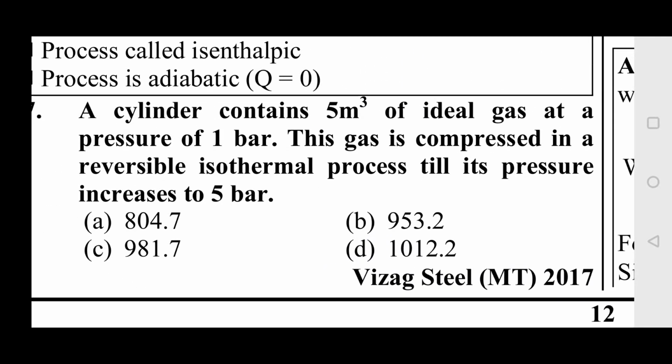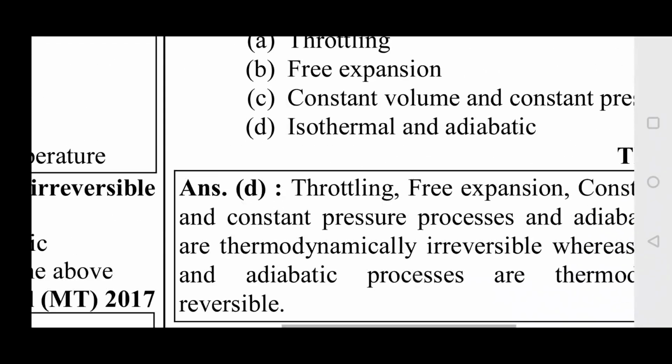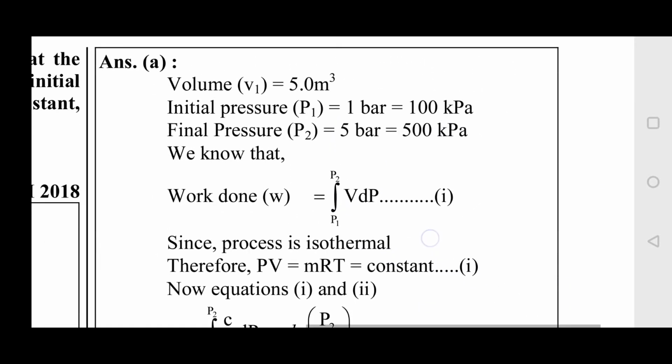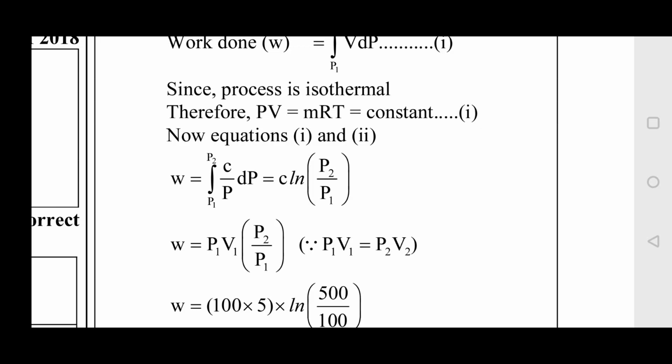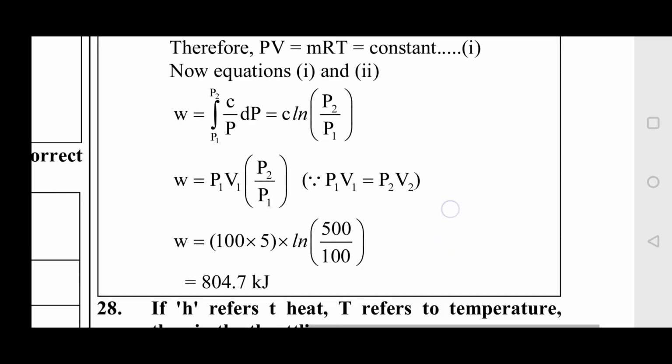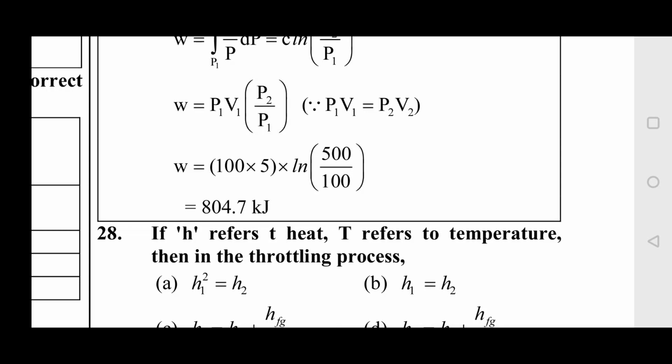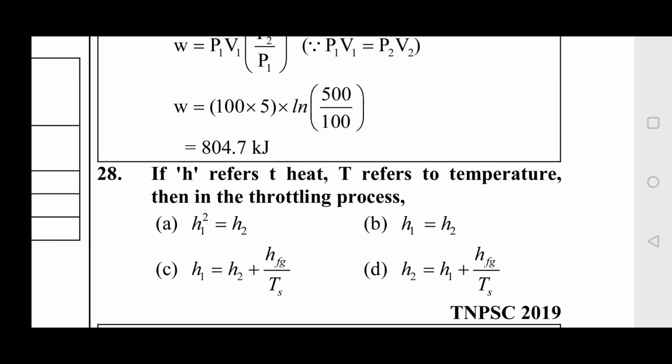Next, a cylinder contains 5 meter cube of ideal gas at a pressure of 1 bar. This gas is compressed in a reversible isothermal process until its pressure increases to 5 bar. We know the initial volume, initial pressure and final pressure. So we know the basic formula of work done, the integral of VdP. Work done is equal to P1 V1 ln(P2 by P1). We already know P1 and P2. Let's substitute into the formula: 100 into 5 into ln 500 by 100. So 804.7 kilojoules.